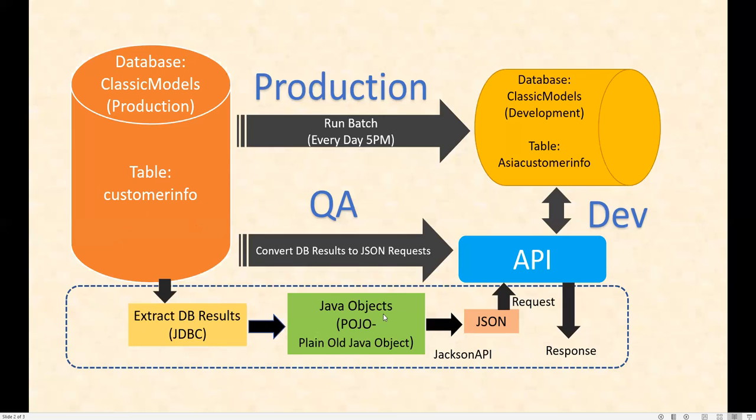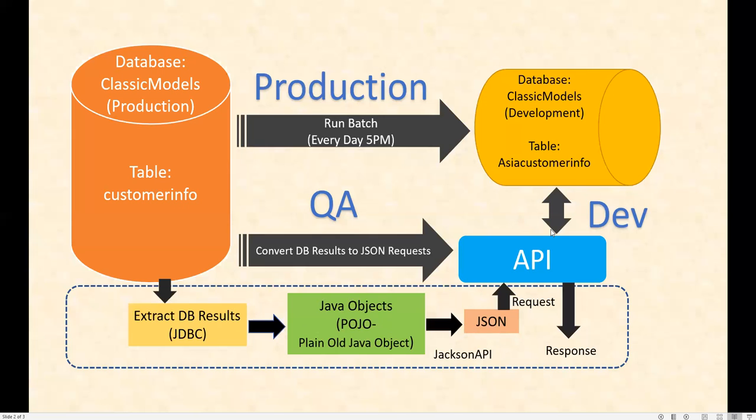By using POJO technology, plain old Java object technology, every record in the table will be created as a Java object. And later we can convert these objects into JSON file formats, because APIs will accept only JSON or XML format of data as part of the request.